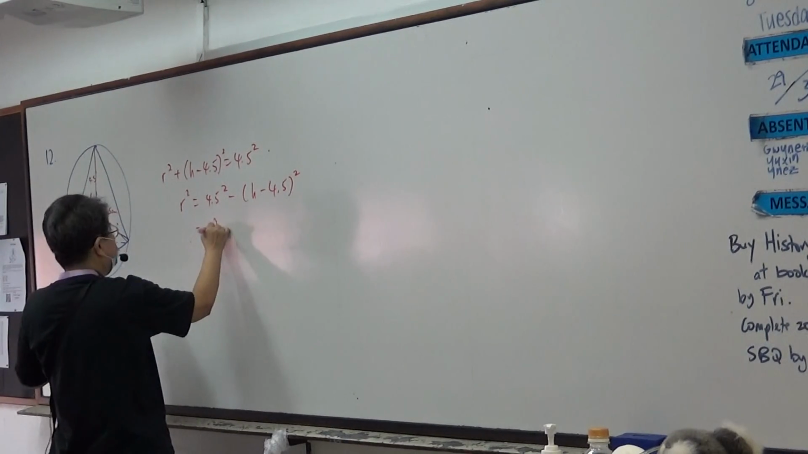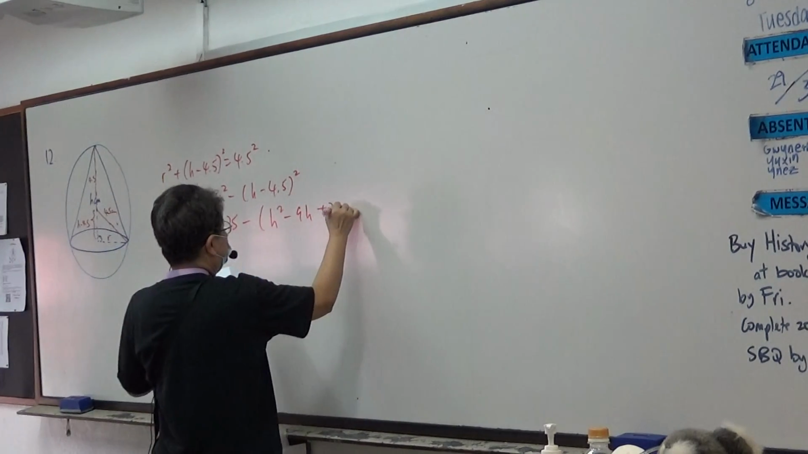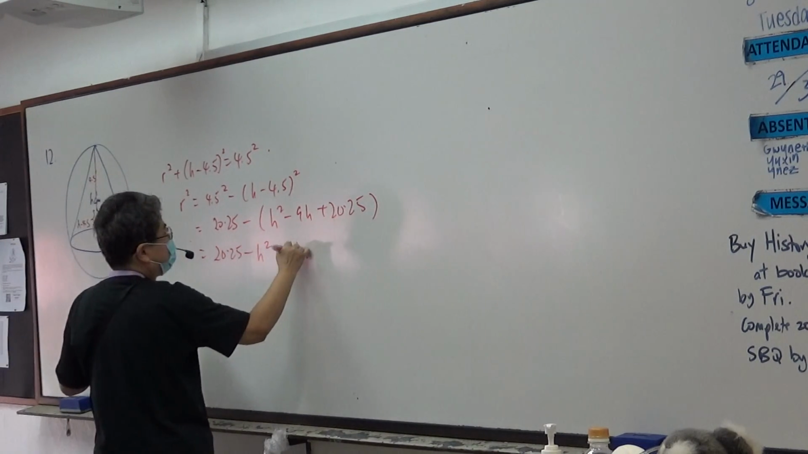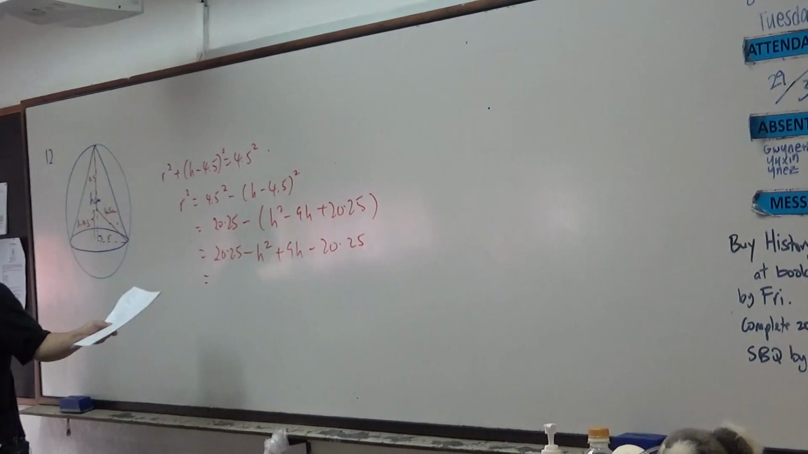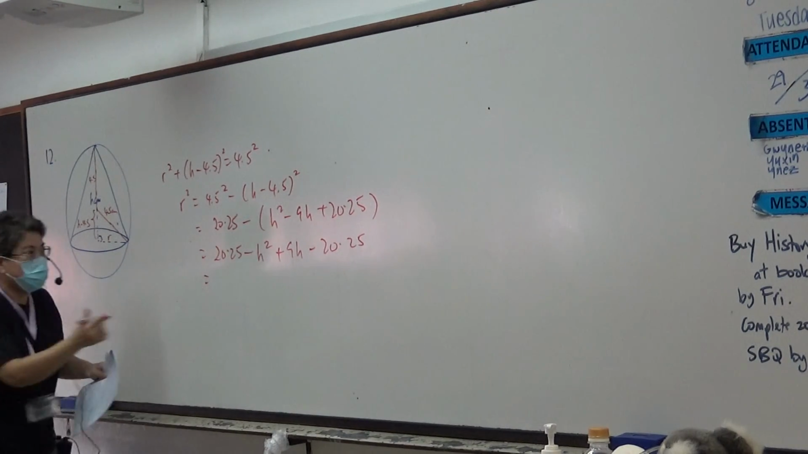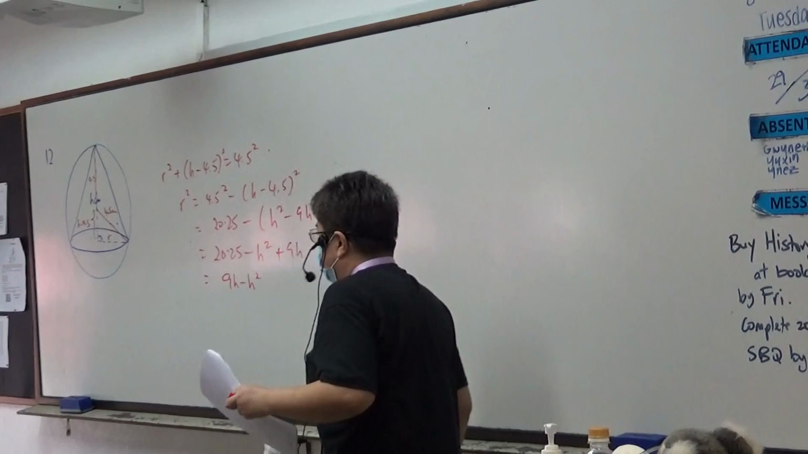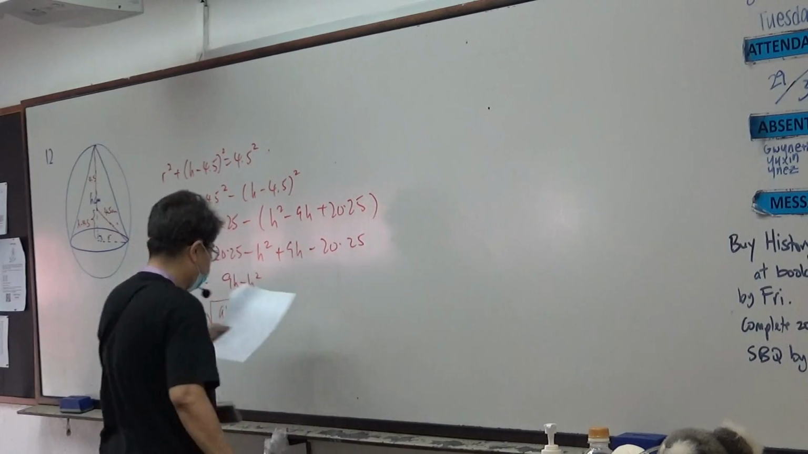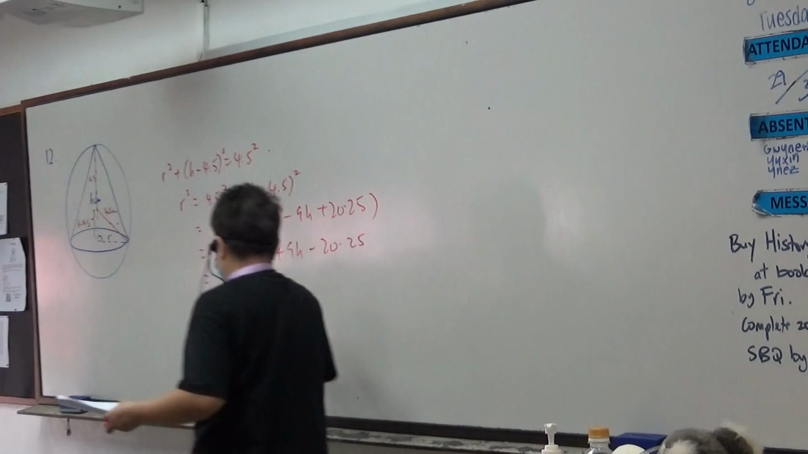Correct? Now I'm going to expand. 4.5 squared is actually 20.25, minus (h squared minus 9h plus 20.25). So this is 20.25 minus h squared plus 9h minus 20.25. Now life is good. 20.25 minus 20.25 is what? 0. So I will have 9h minus h squared. If I rearrange, what's my r? Show that r is the square root of 9h minus h squared.